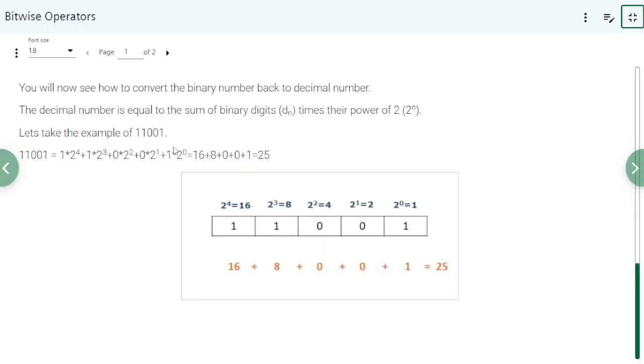You will now see how to convert a binary number back to a decimal number. Suppose you have a binary number and you want to get the decimal representation of that binary number. Let's see how we can do it. The decimal number is equal to the sum of binary digits, represented as d base n, times their power of 2, which is 2 raised to the power n. What I just said, I'll explain it with an example.